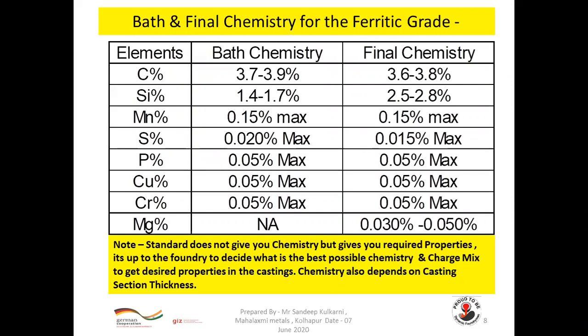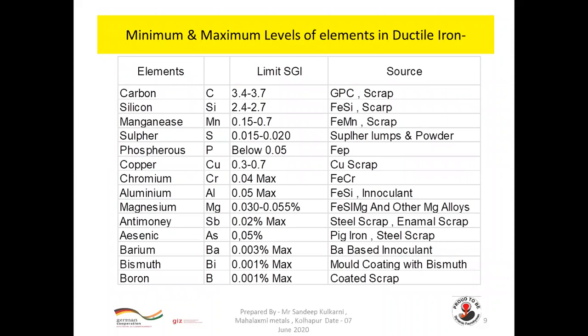Here it is very important to know that the standard does not give you chemistry, but it gives you required properties. It is up to the foundry to decide what is the best possible chemistry and the best possible charge mix to get desired properties in the casting. Chemistry also depends on casting section thickness. Minimum and maximum levels of some of the trace elements I have given here along with source for your ready reference.